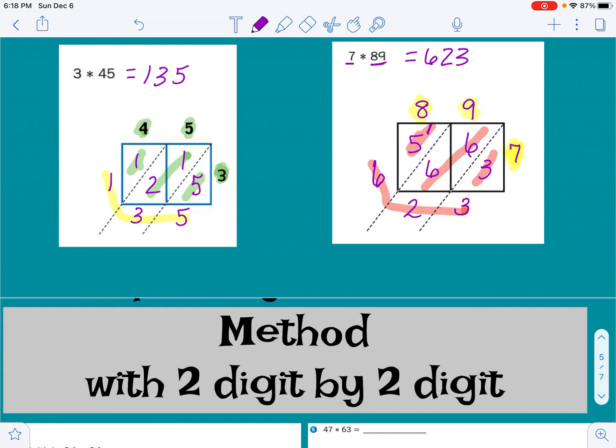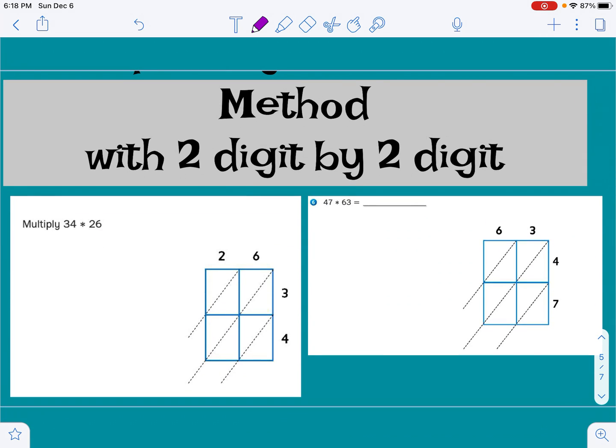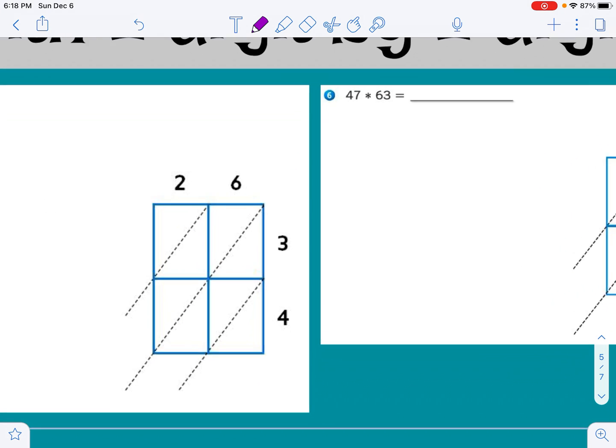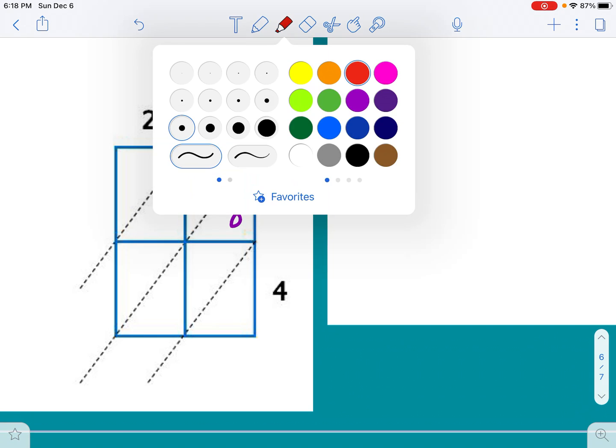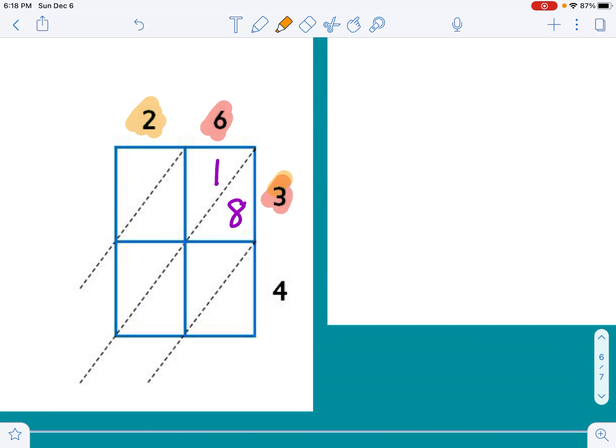Okay, now we can use the same method with 2-digit by 2-digit numbers. Just be careful and pay attention to where you're putting the answer to each multiplication problem. So 6 times 3, we put here 18 because the 6 and the 3 are both touching that box. Then we do 2 times 3, and so that's this column, this row, so it goes over here. When I have a 1-digit number, this is the first time we've had a 1-digit number, you put a 0 in the tens and this in the 1 spot, so it's 06, like that.